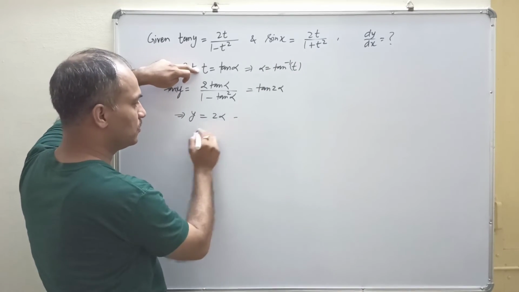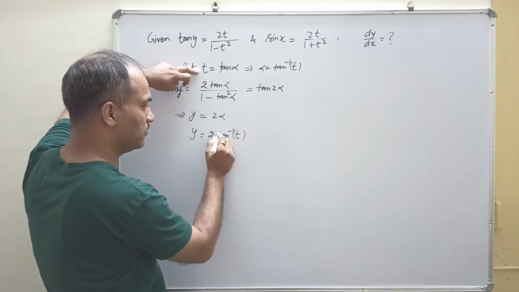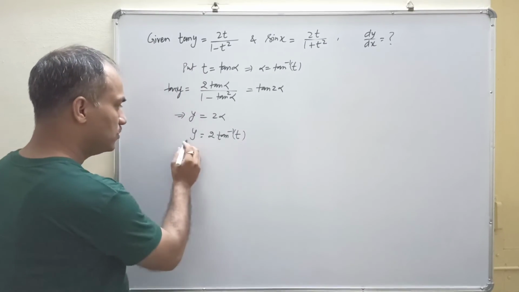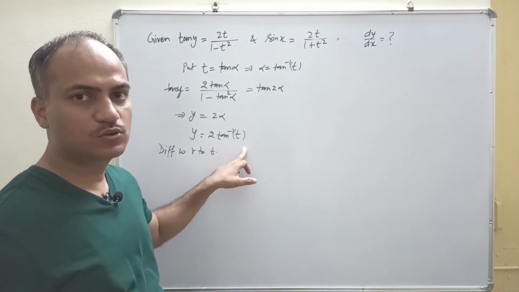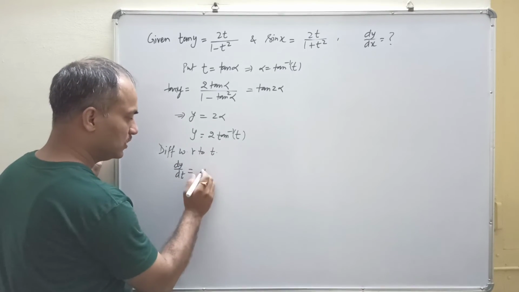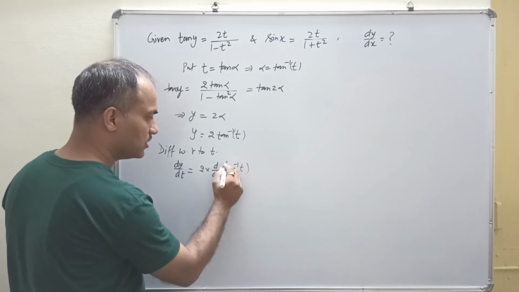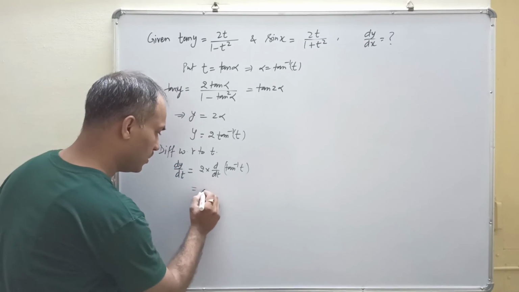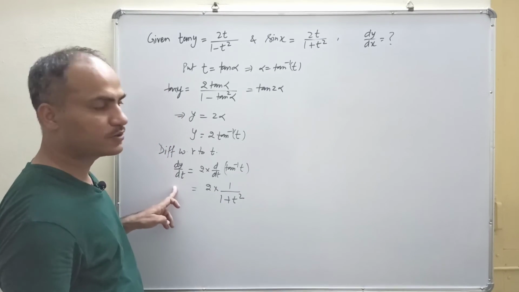So put this value, y is equal to 2 tan inverse t. Now we have y in parameter t form. Differentiating with respect to t, we get dy upon dt is equal to 2 into differentiation with respect to t of tan inverse t. And you know the formula of tan inverse x differentiation is 1 upon 1 plus x square. So this value is 2 into 1 upon 1 plus t square. This is dy upon dt.